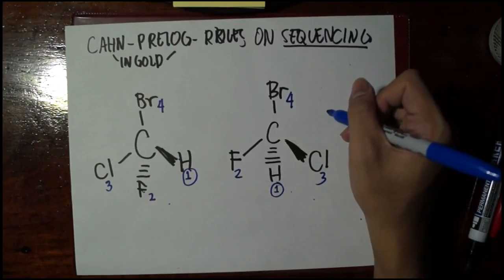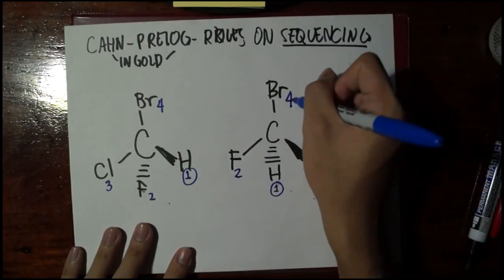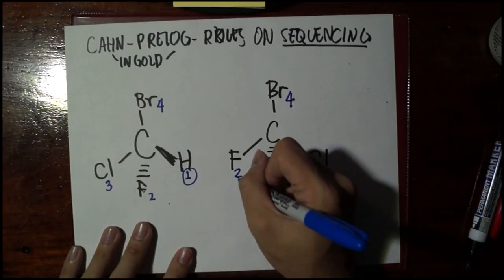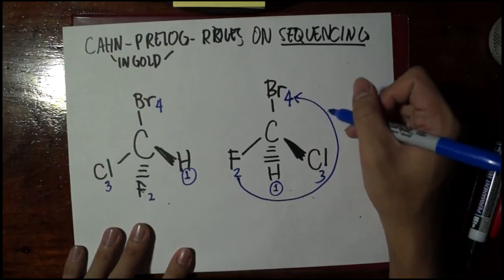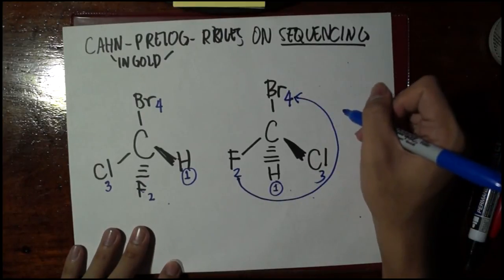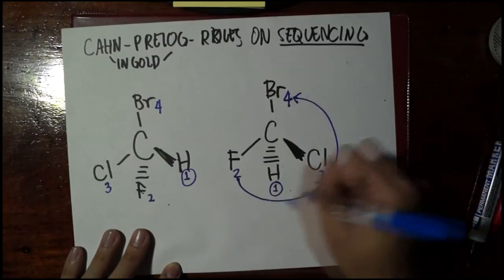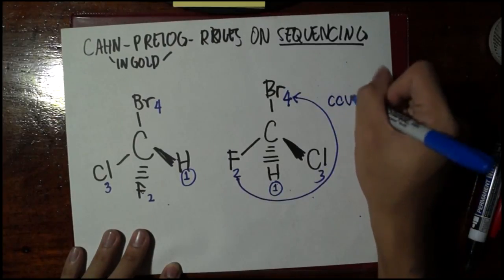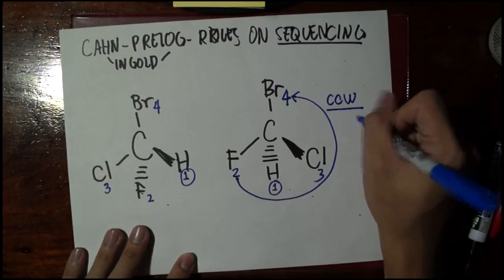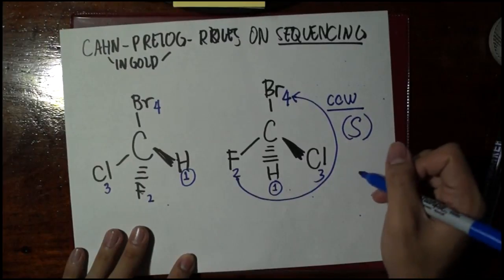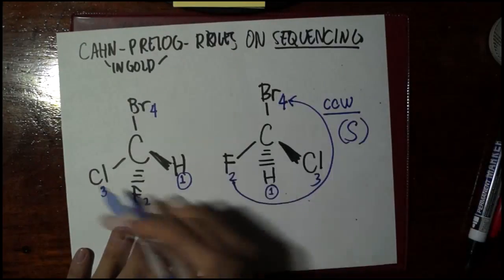Next step, you make a direction from the smallest to the largest. So for example, we start from 2, then we go to 4. Then we will see if it's rotated counterclockwise or clockwise. In this case, it rotated in what manner? Counterclockwise. And so in that case, we assign this as S. Alright, so we assign this as S. So we're going to use this stereochemistry later on.